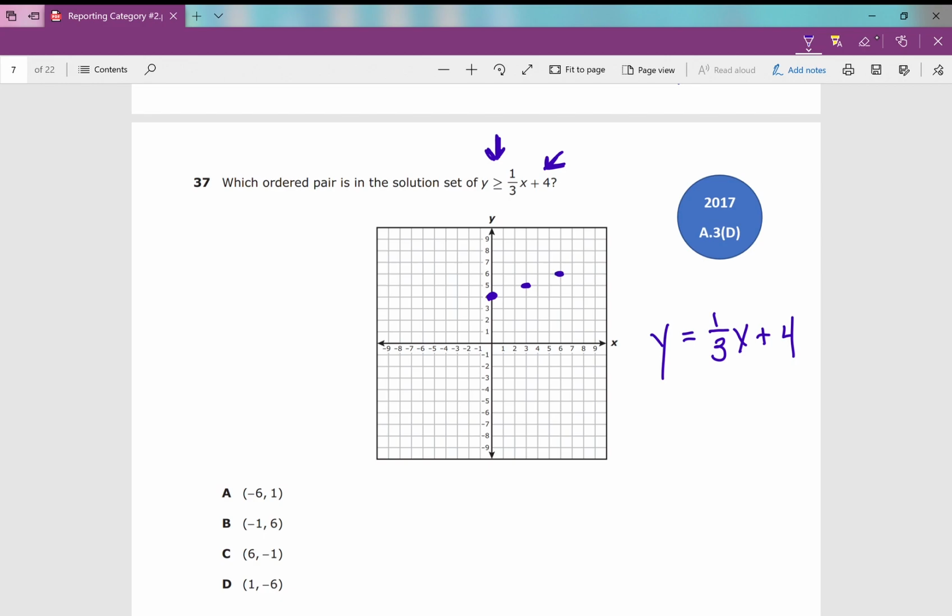Rise 1, 1, 2, 3. And I can also go down 1, 1, 2, 3 to the left. Down 1, 1, 2, 3 to the right. And all those points still fall on the same line.